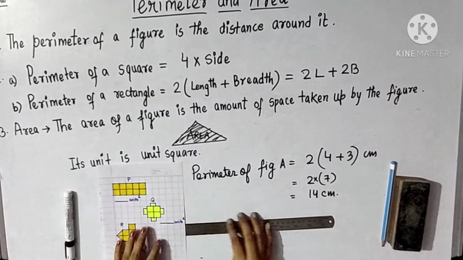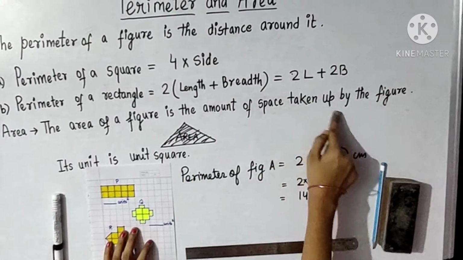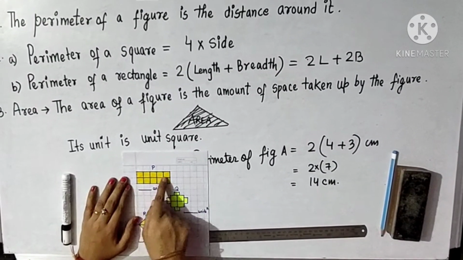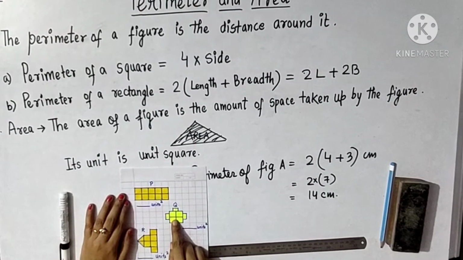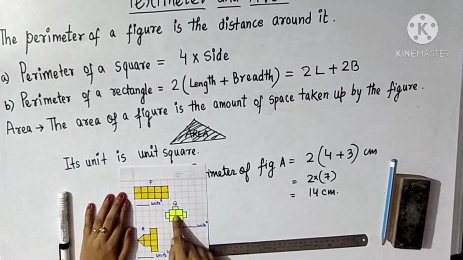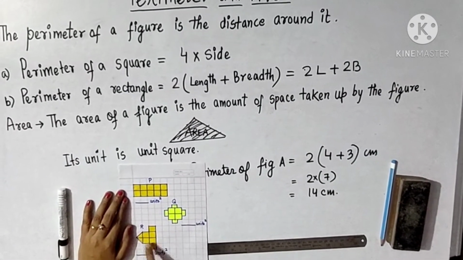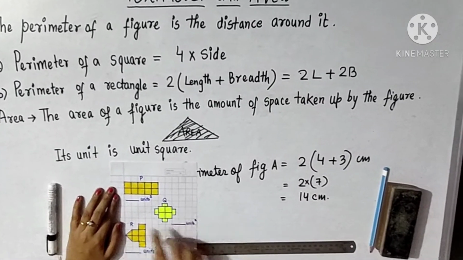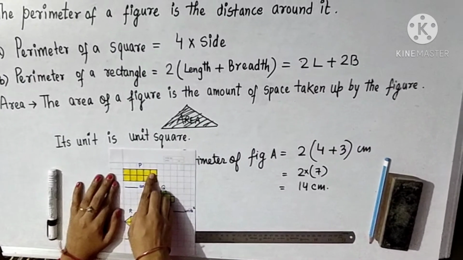Now, let us perform another activity. What is area? As we know, the area of a figure is the amount of space taken up by the figure. As you can see, the colored area is the area. The yellow colored area is the area of figure P, the green color is the area of figure Q, and the yellow color is the area of figure R. So, how can we find the area? Since this is a square grid and each square is 1 centimeter.